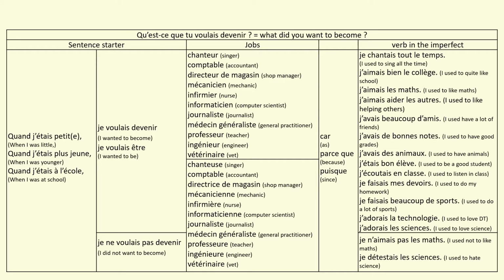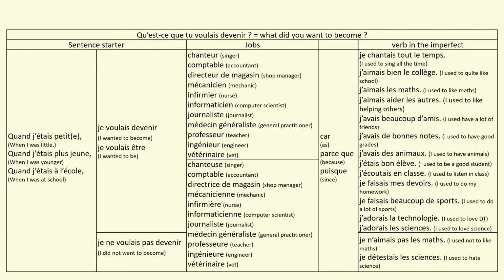So let's read the French together. Just follow as I'm saying it. Quand j'étais petit, quand j'étais petite, quand j'étais plus jeune, quand j'étais à l'école, je voulais devenir, je voulais être, je ne voulais pas devenir.